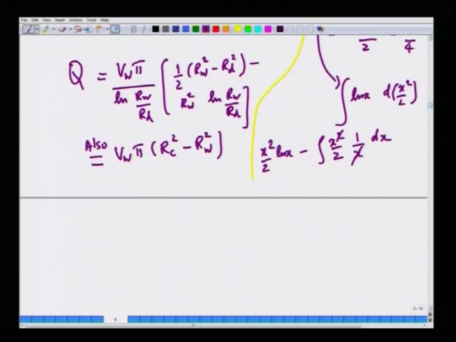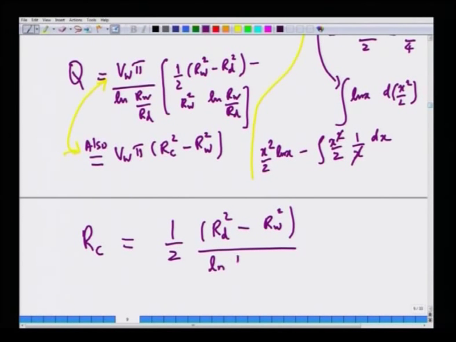So, we can now equate these two expressions to find what is r_c. So, r_c will then become, after cancelling a few terms, half r_d squared, the radius of the die squared minus the radius of the wire squared, divided by the logarithm r_d by r_w, everything raised to the power half. So, this is the radius of the coating in terms of all the other parameters in the problem.